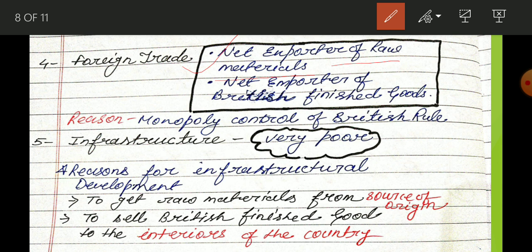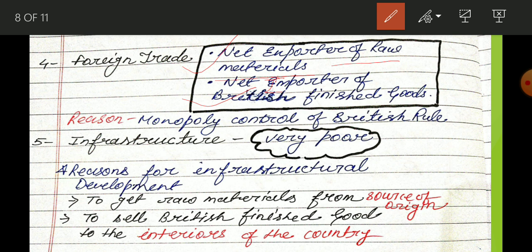India had become a net exporter of raw materials, raw jute, raw silk, etc. And we became a net importer. Sorry, here I had written it wrong, so correct it. This is I. So we became a net importer of British finished goods.